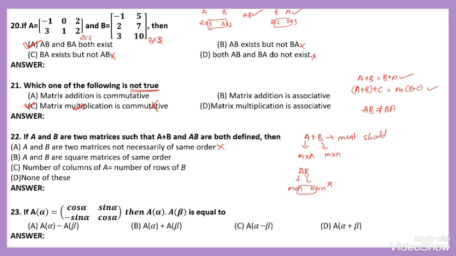A and B are square matrices of the same order. This is also possible. Because A and B are square matrices, they must be M cross M. While taking the addition, it is possible. Similarly, for multiplication, M cross M, this is possible. Therefore, A plus B and AB are both defined when A and B are square matrices of the same order.